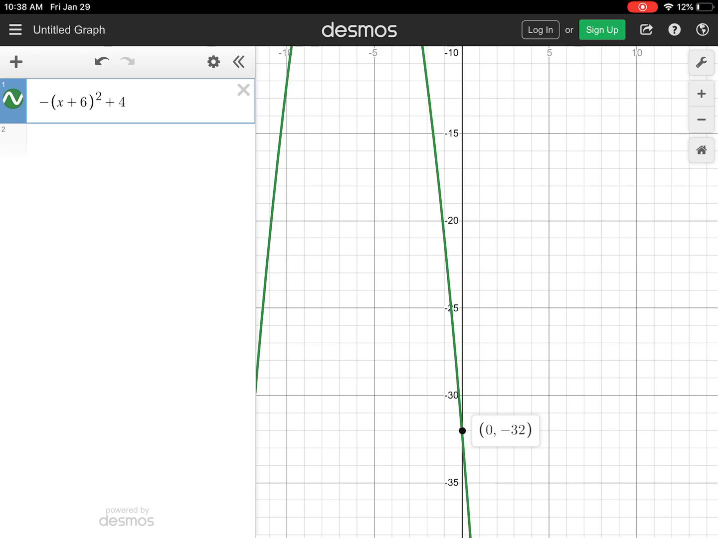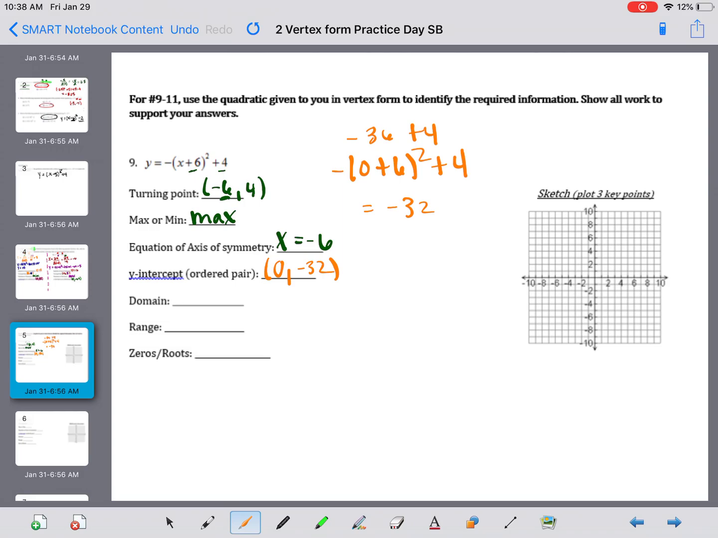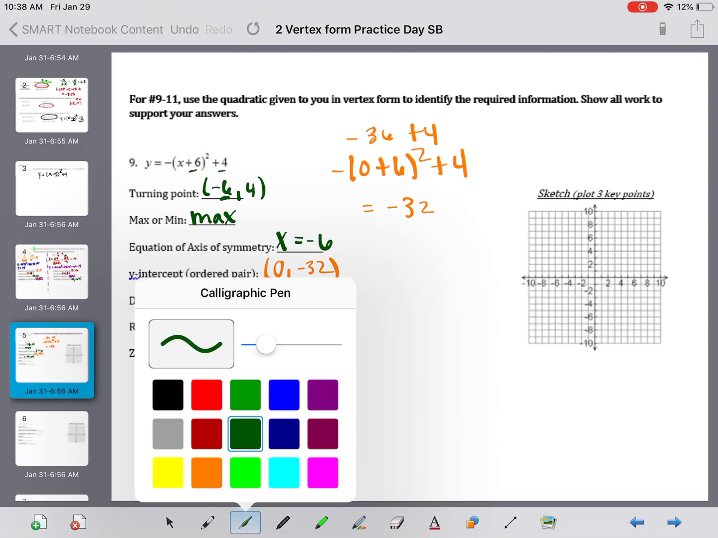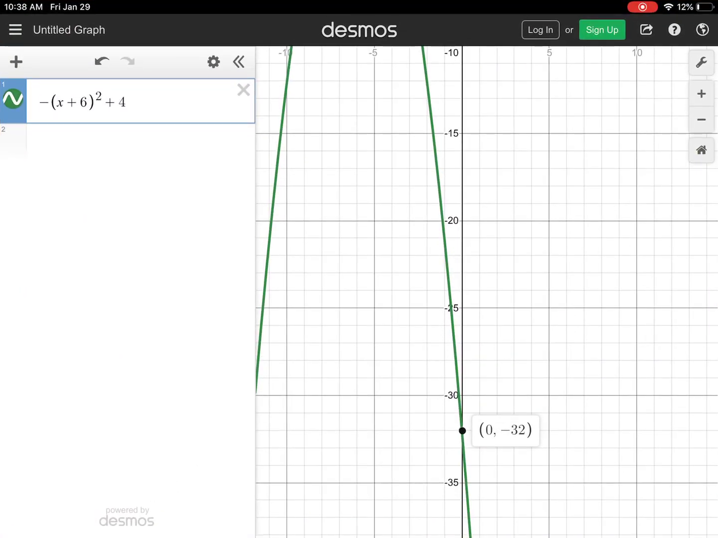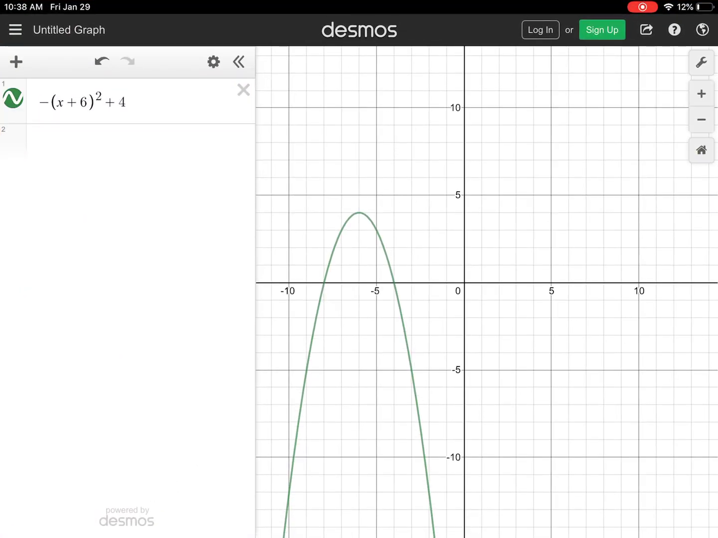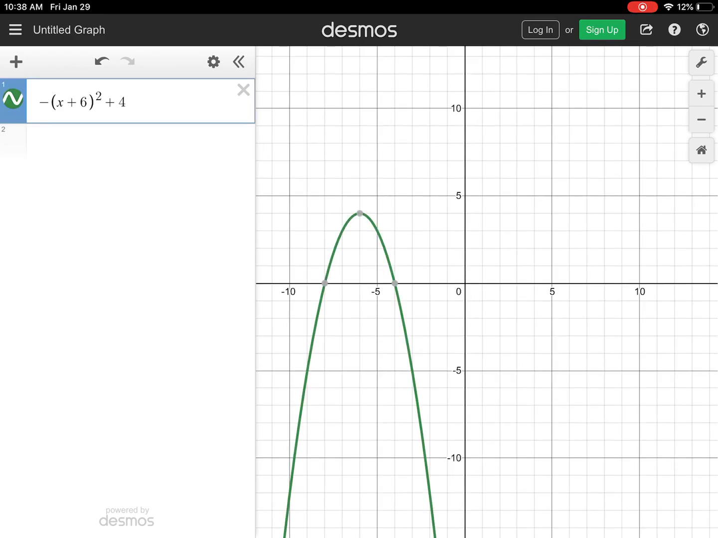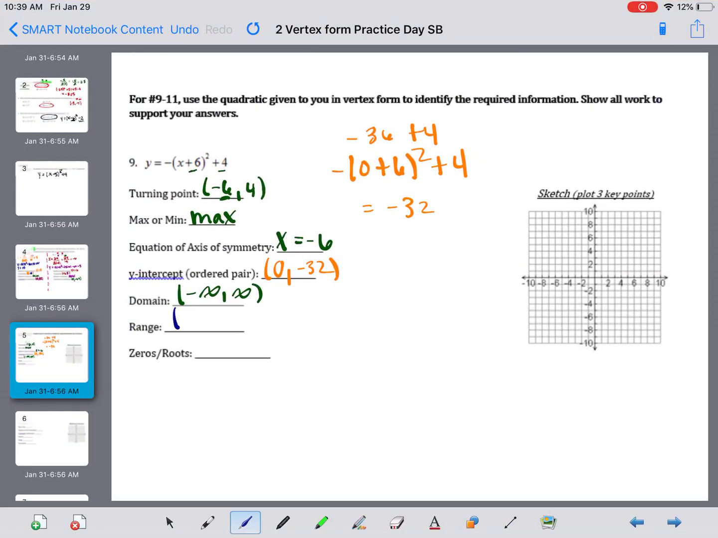Okay. So we go back. The domain is always, always, always negative infinity to positive infinity. Your range, you can get the range by looking at the graph. So we look at the graph, it's opening down, meaning the bottom of the graph is going towards negative infinity, and the top of the graph is the y value of your turning point, which is 4. So the range is going from negative infinity to 4. 4 is included in the graph, so we put a bracket around it.